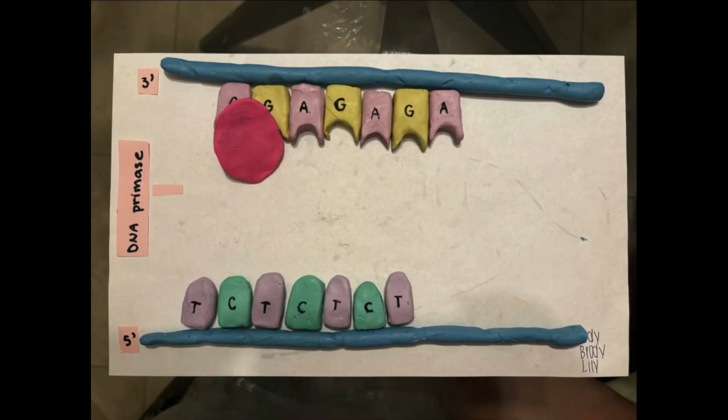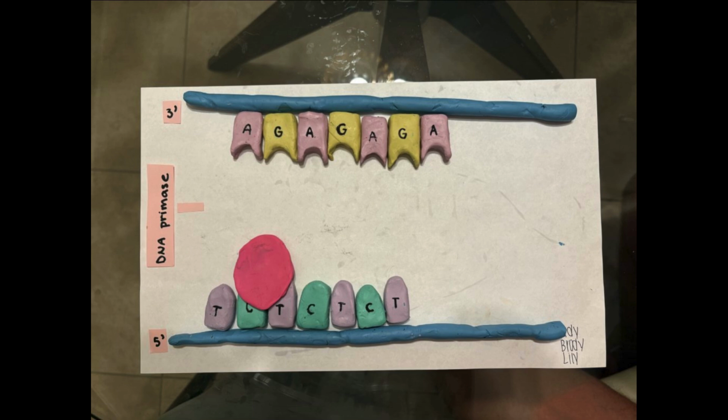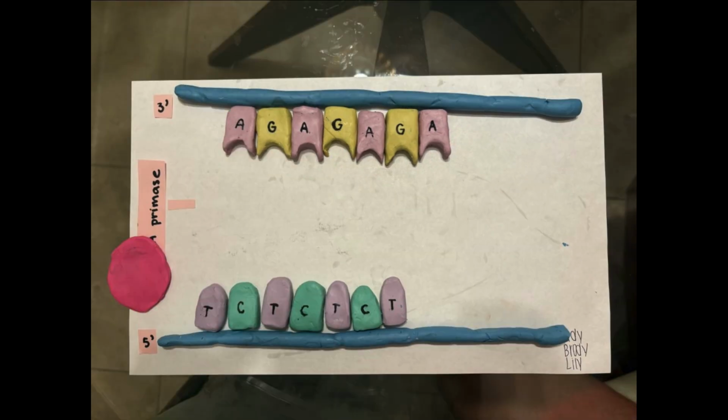DNA primase is known as the primer for DNA synthesis to occur. Without DNA primase, DNA polymerase would not be able to add new nucleotides to the existing DNA strands. DNA primase adds a primer along the leading and lagging strands in order for DNA polymerase to come in after.